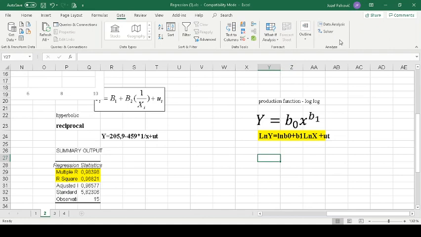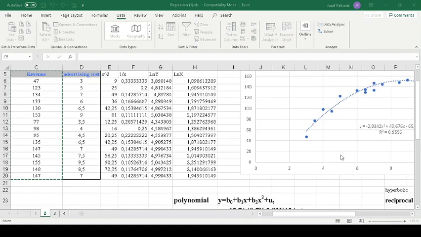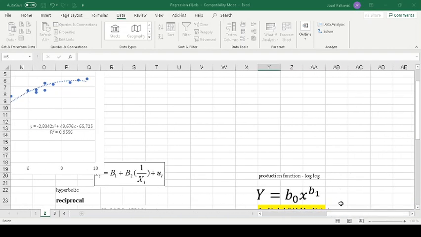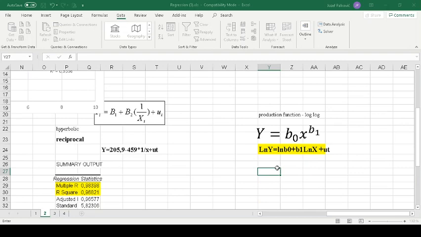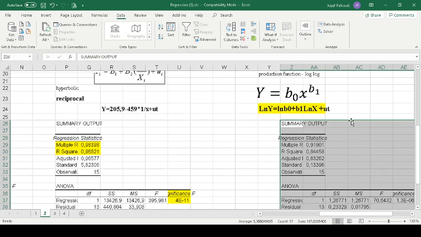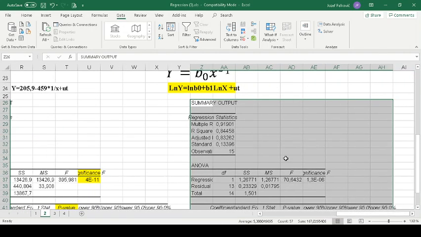And we can use data and data analysis to estimate regression parameters. So input the dependent variable range; in this case on the left side is only the logarithm of the dependent variable. The range of the independent variable will be the logarithm of the independent variable because that's the only thing which is on the right side in this function, only one variable on the right side. I will select a different output range. Okay, and that's it, regression output with summary statistics.